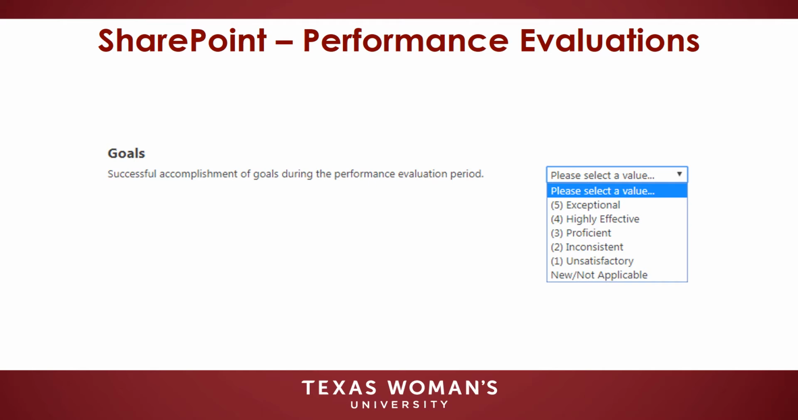The next section is the goals section in the performance evaluation itself. This is that all-important question where the supervisor is going to review all the goals of the employee in totality. Each individual goal will not be measured, but this will be a total score based on the overall success of the completion of the goals.